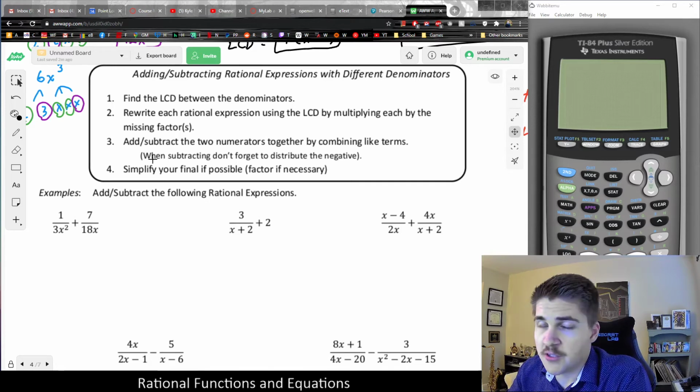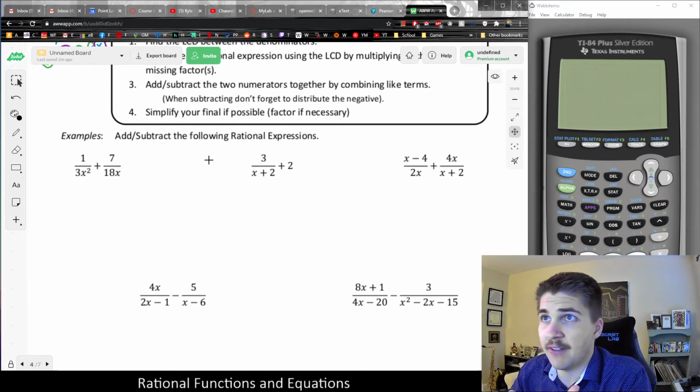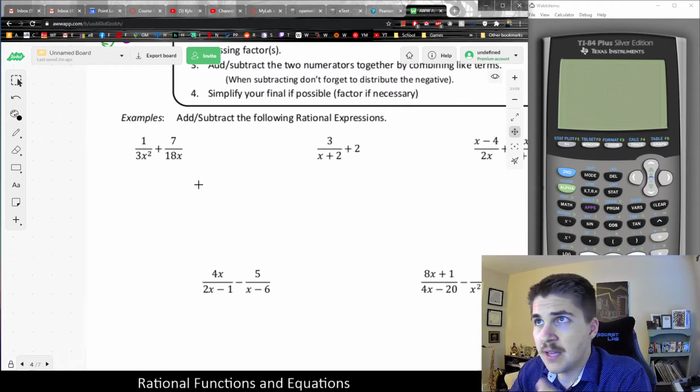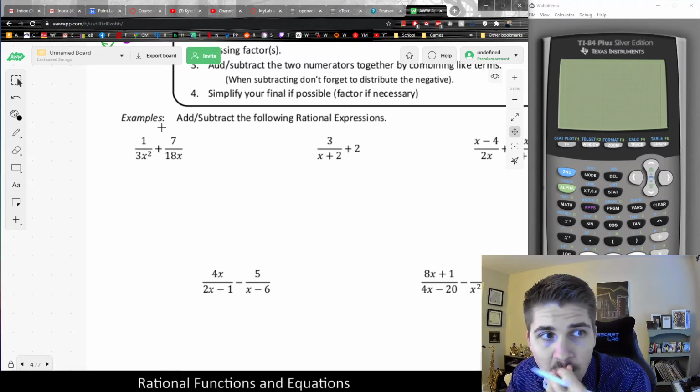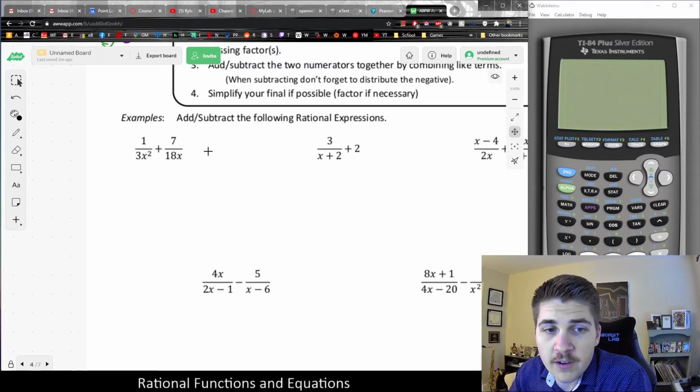Then once the denominators are matching, we can do exactly what we did 2 videos ago, where once we have a matching denominator, we can add or subtract across the top, and at the end, again, simplify if at all possible. So let's start off with the first example, 1 over 3x squared plus 7 over 18x.